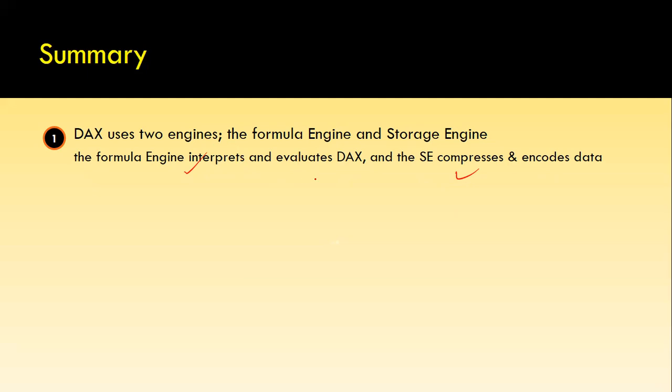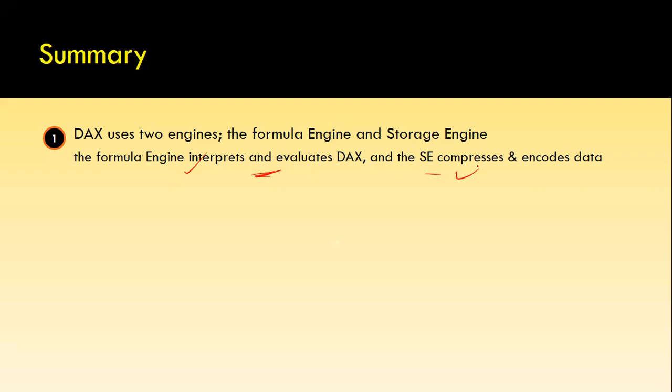It's something like a cook in your house. Only the cook can have access to the food, and you ask her, hey, these are the things I need, and the cook will serve you. So the formula engine is something like the person asking, and the storage engine is something like the cook. This is a simple analogy. This is how it works.